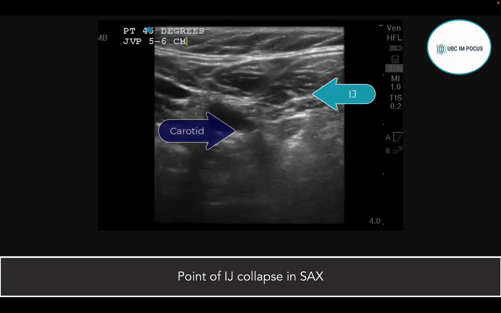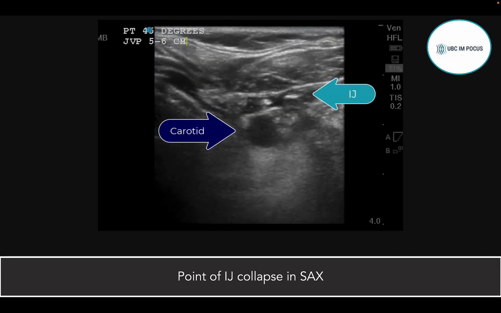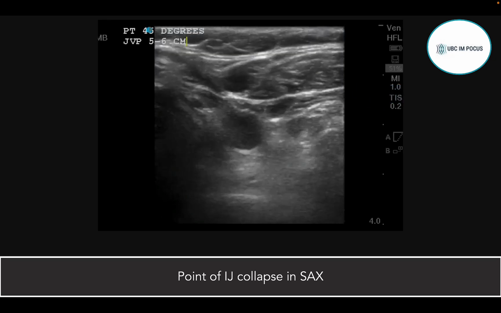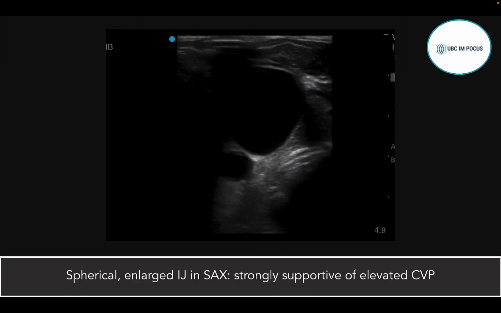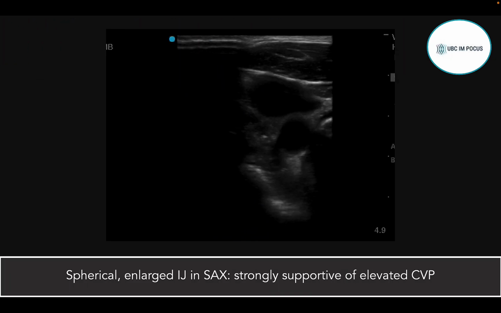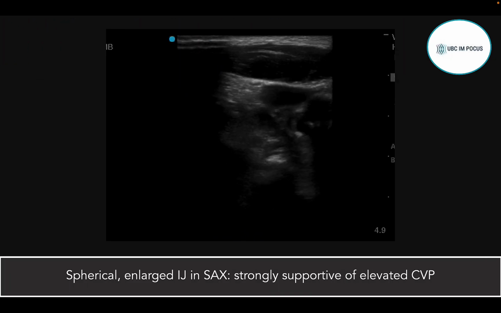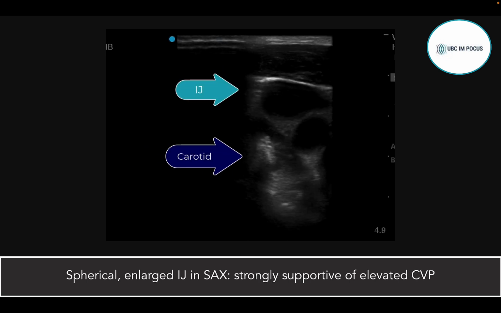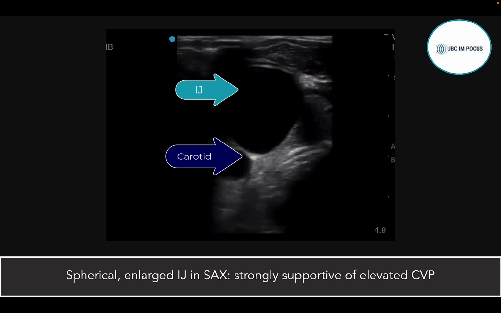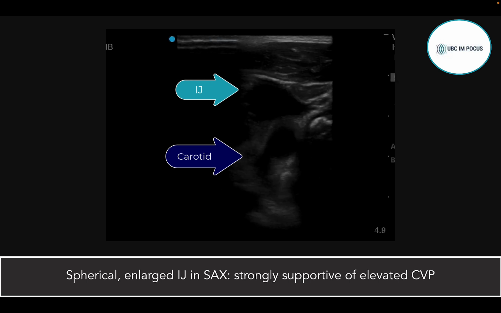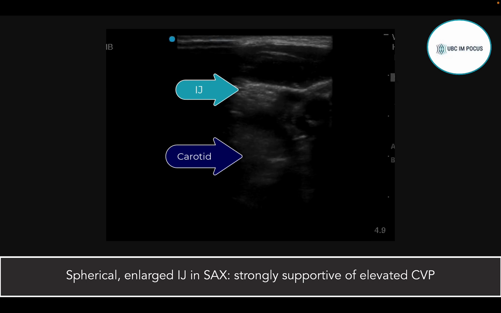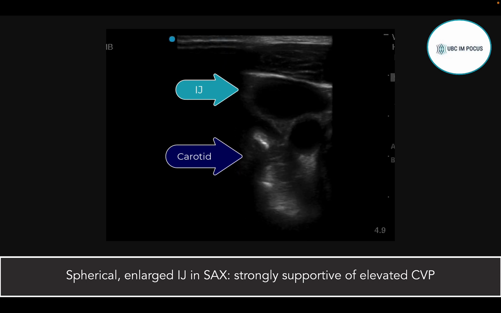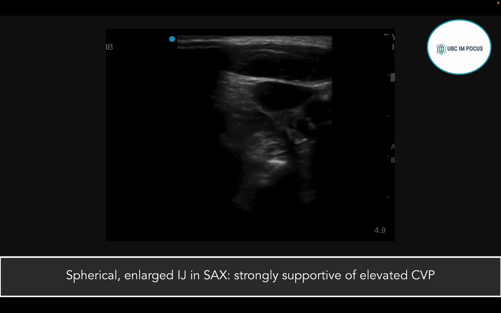One more time, a nice example of the point of IJ collapse seen in the short axis as we slide up the neck, with the carotid deep to it. And this is another example of a really big IJ that supports an elevated CVP. You can see that it does get smaller as we slide up the neck. If you found this, you would want to sit the patient at 90 degrees and really try to find that point of collapse. But the fact that it is so big relative to the carotid is very supportive of an elevated CVP.